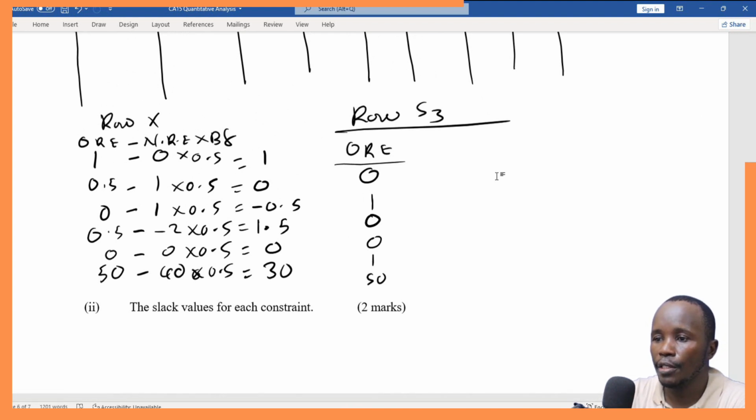Now, remember the new row elements remain the same. They are not changing. Minus the new row elements. Here you have 0, minus 1, minus 1.